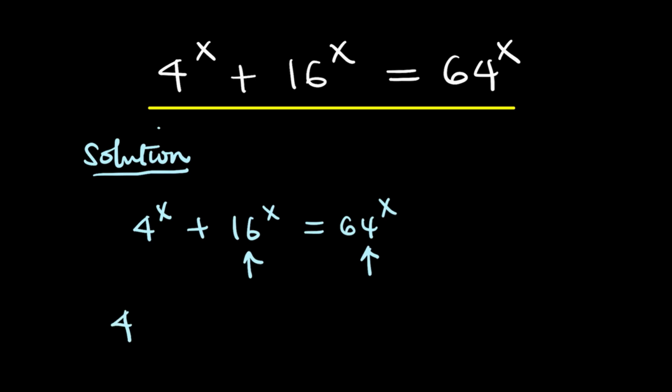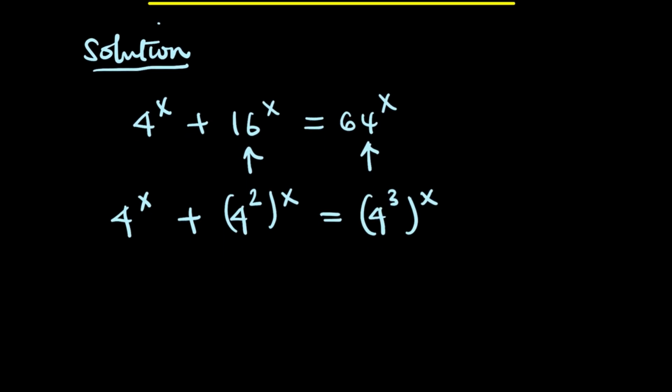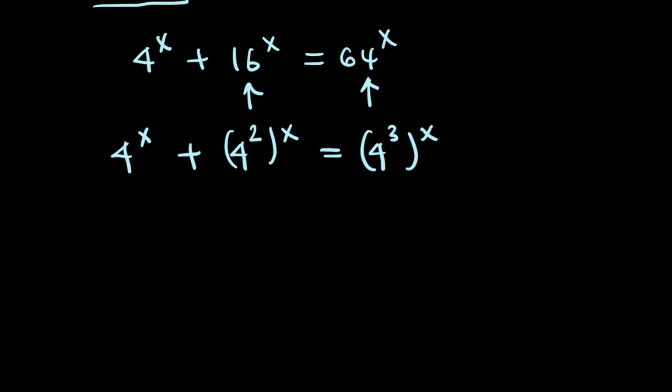So this becomes 4 raised to power x plus 16 is 4 raised to power 2, then raised to power x, and 64 is 4 raised to power 3, then raised to power x. This gives us 4 to the power of x plus, if I open up this bracket, 4 raised to power 2x here, and here 4 raised to power 3x.